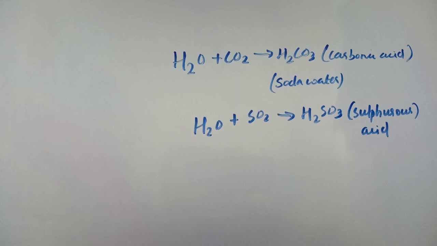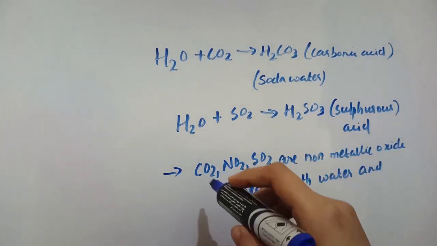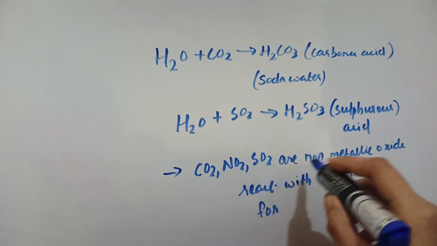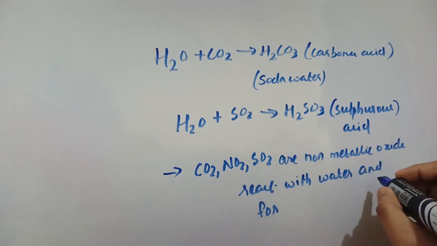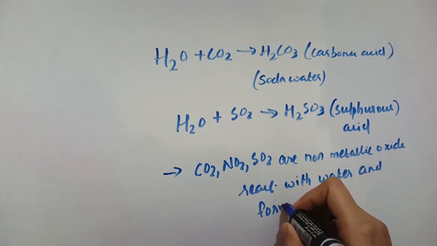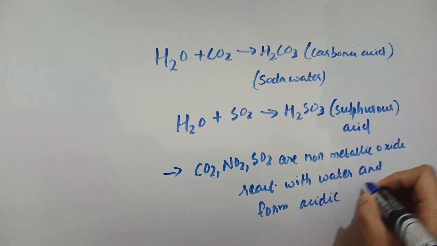Therefore, CO2, SO2 and NO2 are non-metallic oxides. Generally, compounds formed by reaction of non-metallic oxides with water are acidic. That I have explained here. CO2, NO2, SO2 are non-metallic oxides. These non-metallic oxides react with water and form acids. It forms acidic solutions.